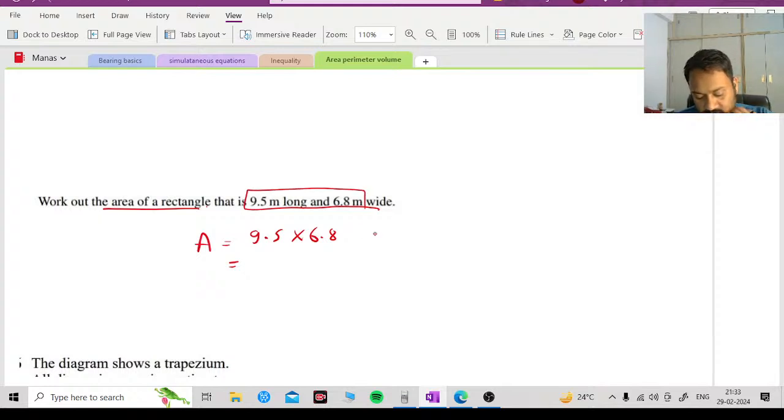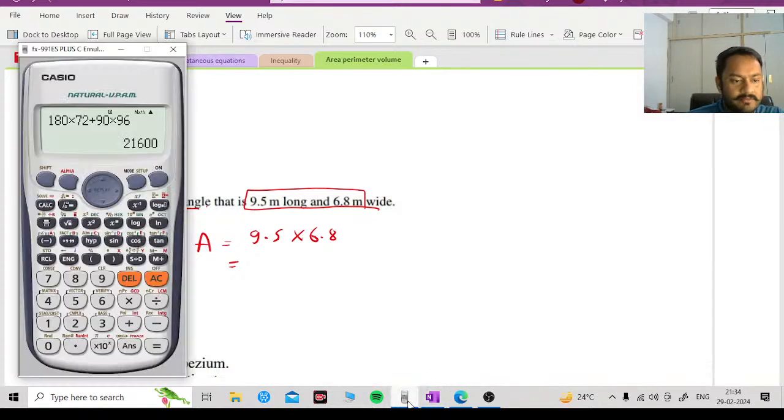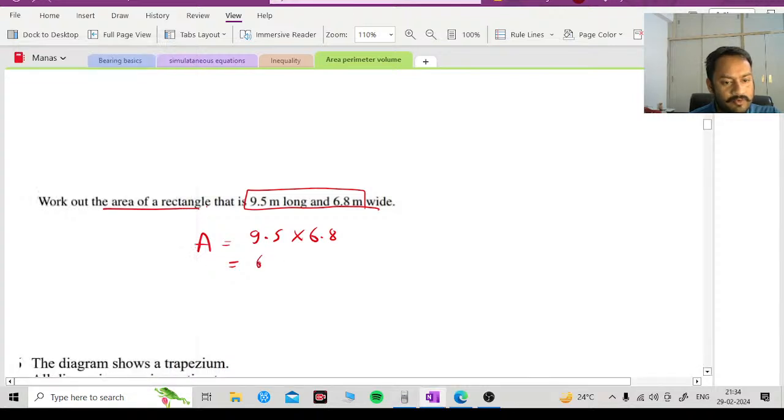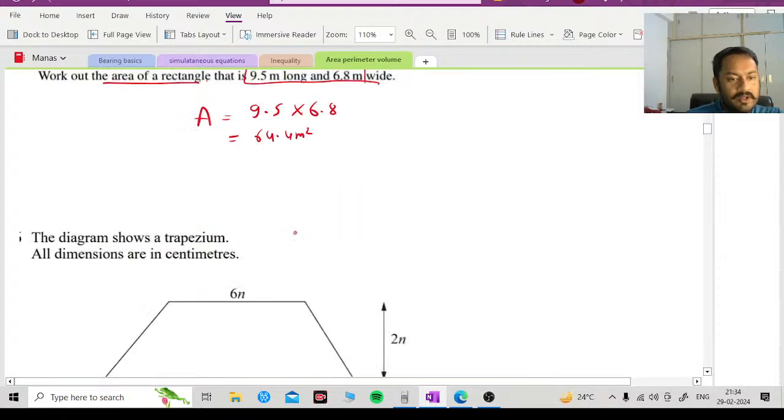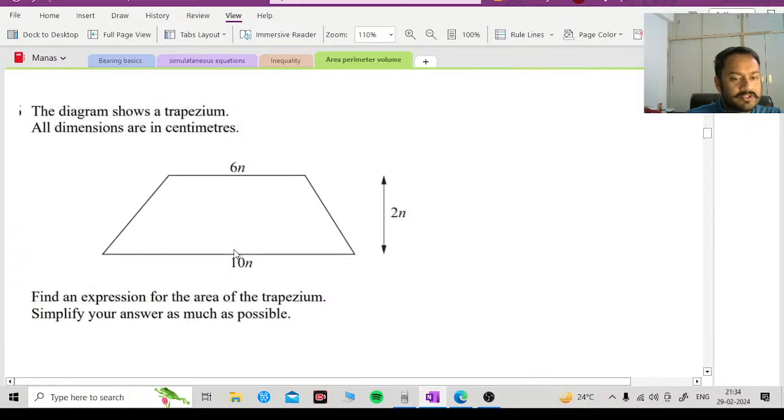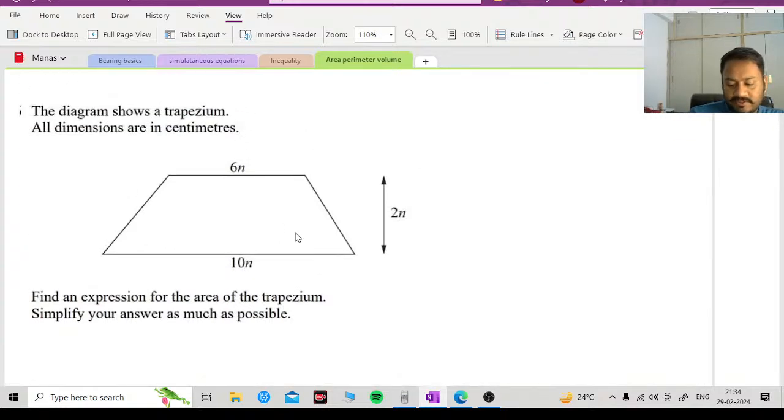Nobody has answered. Divijit, yes, hi beta Divijit. Okay, so 9.6 into 6.8. What is the answer? Let's see. I think you should use a calculator here. It is in decimal. So 9.5 into 6.8 will give you the answer as 64.6 meter square. Okay, so this was one of the easy questions. Now let's give it a try. Who can get the answer? I'm giving you 5 minutes to solve this.